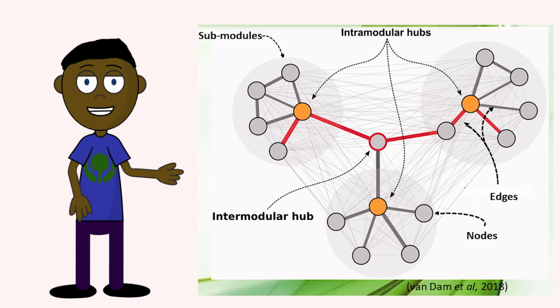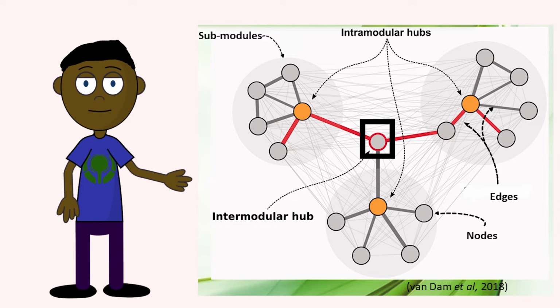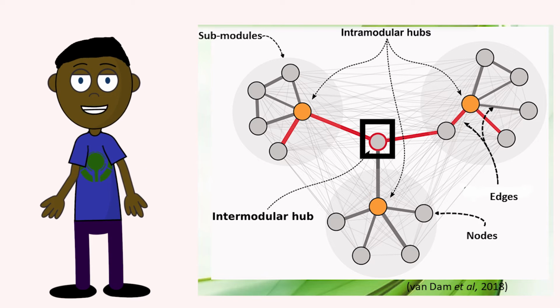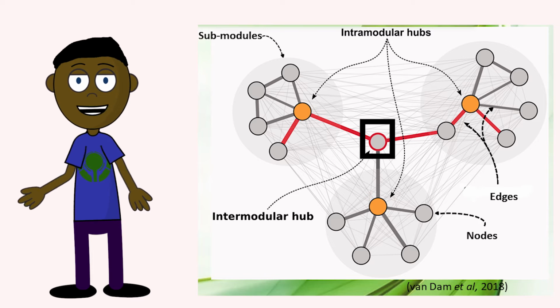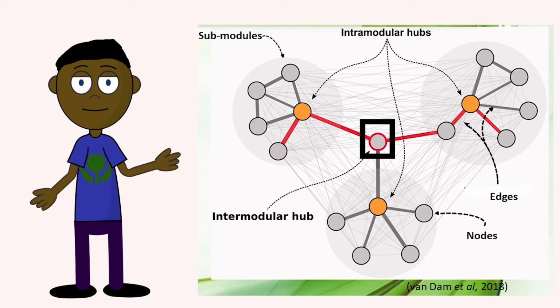Now between these modules, there can also be proteins like this one, which connect two or more modules together. These proteins are identified as crosstalk related proteins because they handle communication between different groups or modules of proteins. These are the proteins that I am looking for.